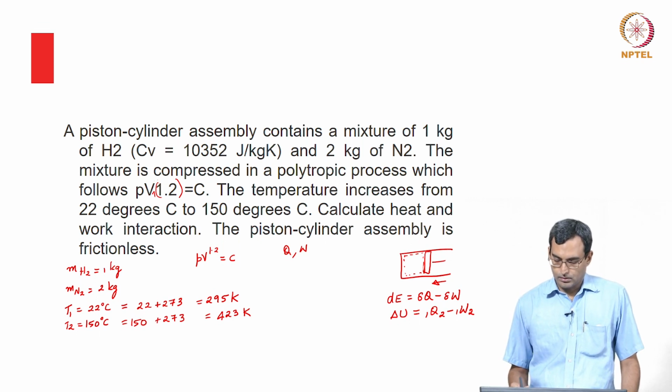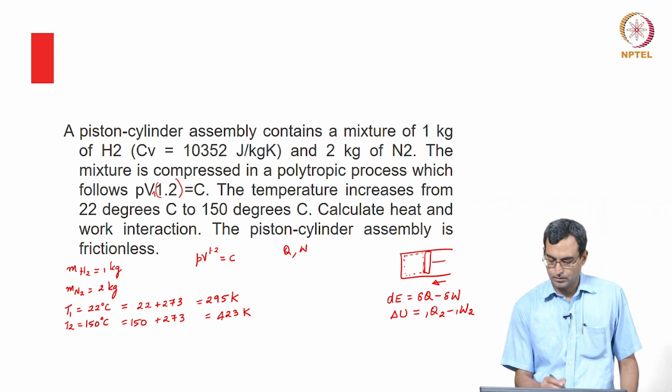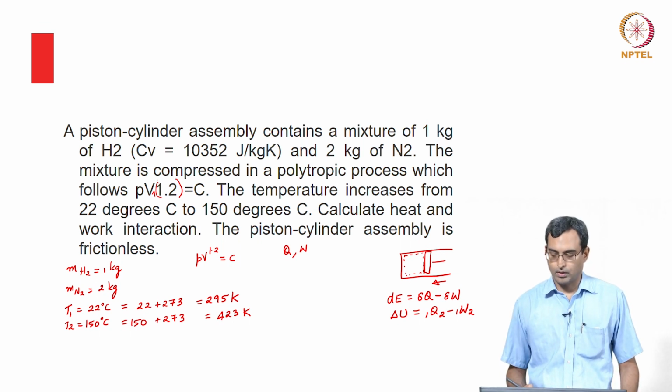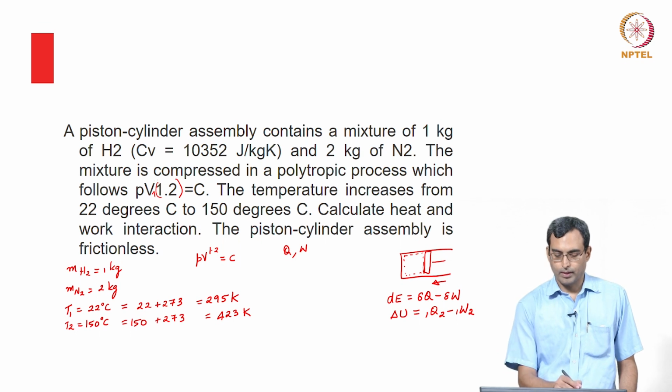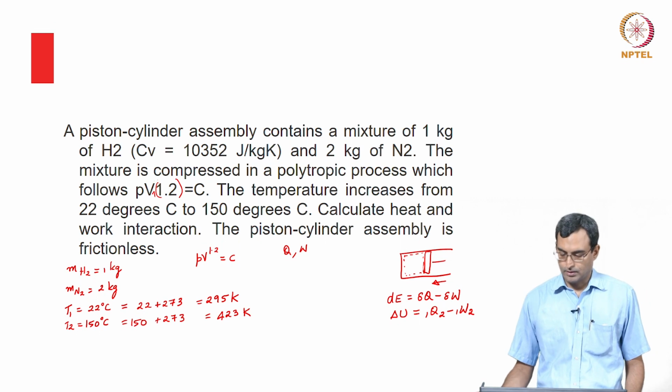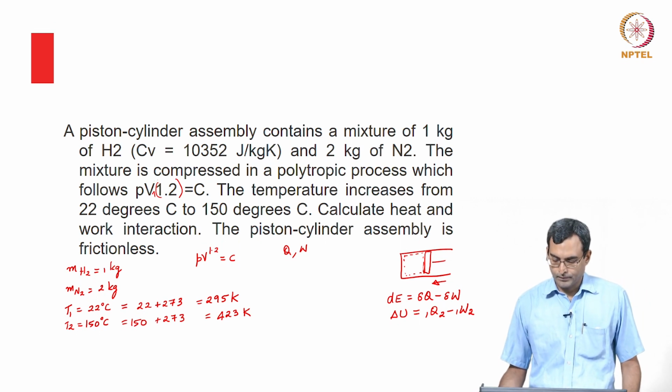Now, I know that this is compressed in a polytropic process. I know the CV value of hydrogen, and I know I can find out the CV value for nitrogen also. It's a diatomic gas. I know the molecular weight of hydrogen is 2. I know the molecular weight of nitrogen is 28. So, that is something which I can find out. I know the initial and final temperatures.